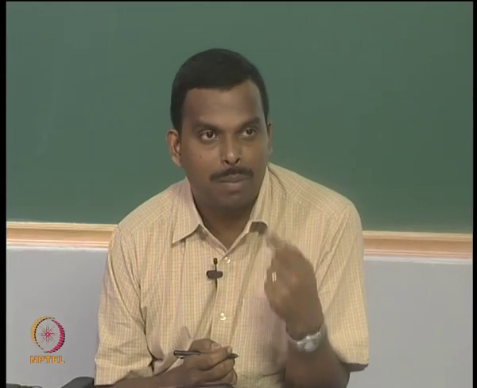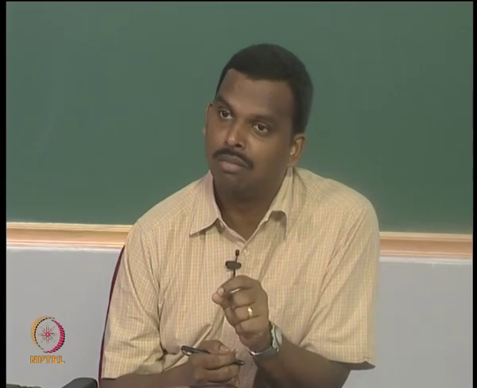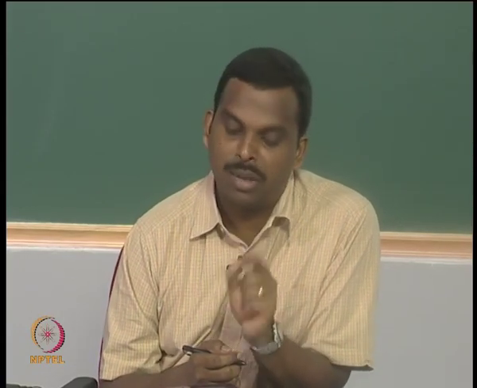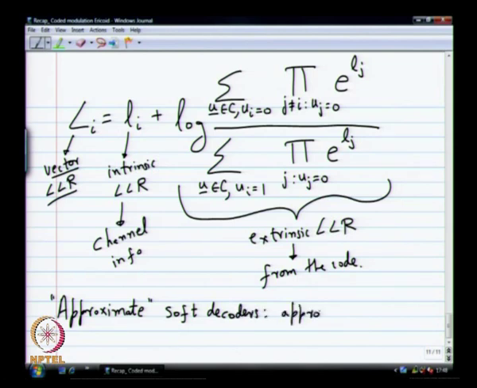So what people do is they try and approximate the extrinsic. They see how well you can approximate in practice, and your code has to be suitable for that. Is your code such that approximating the extrinsic is easy? In all approximate soft decision decoders, the main trick is to approximate the extrinsic LLR.